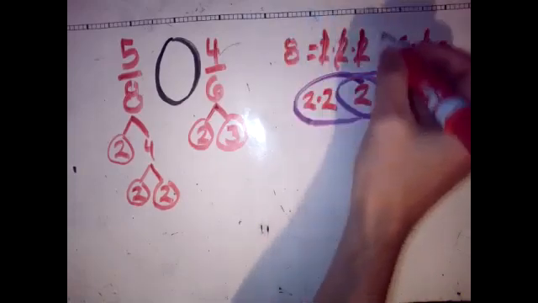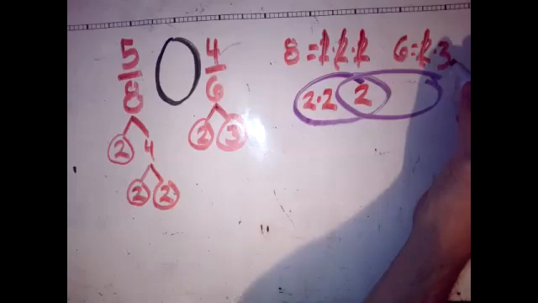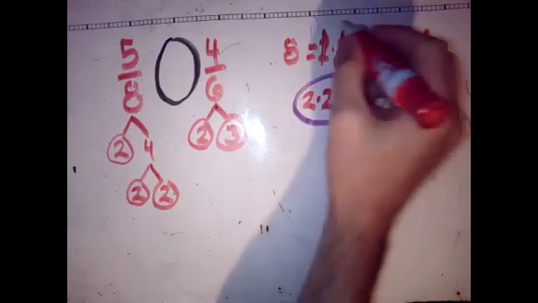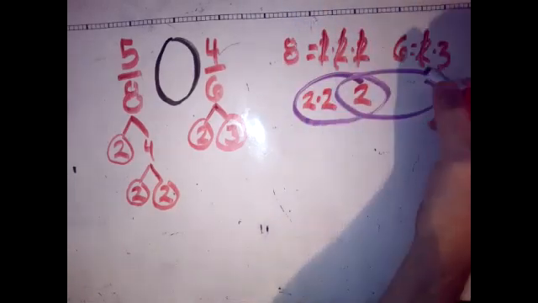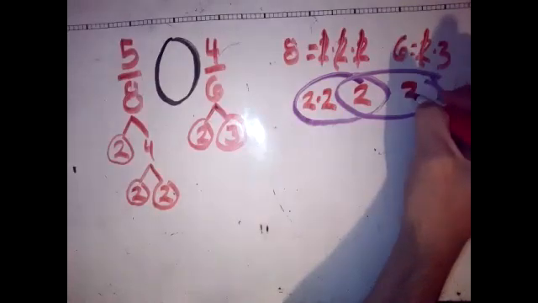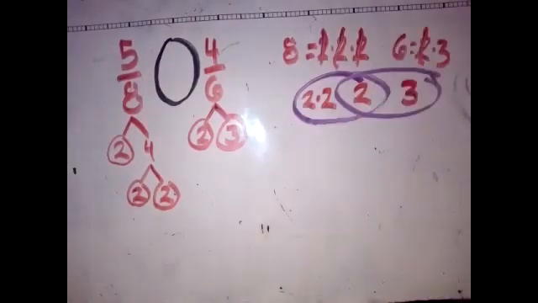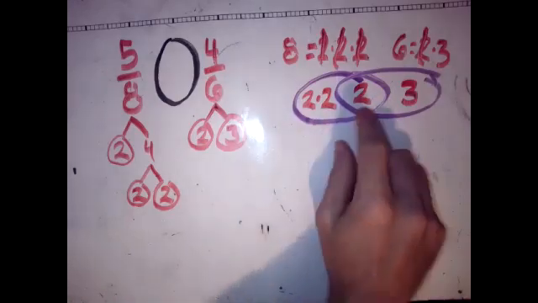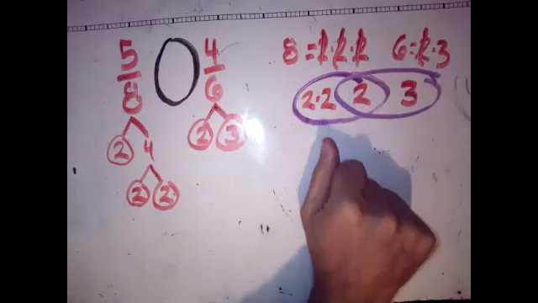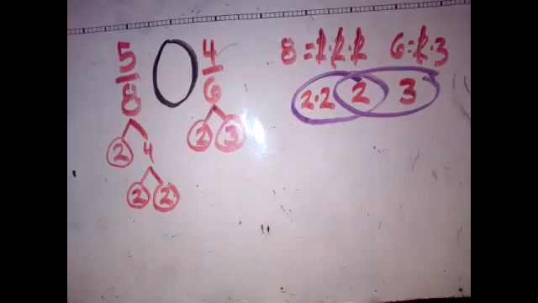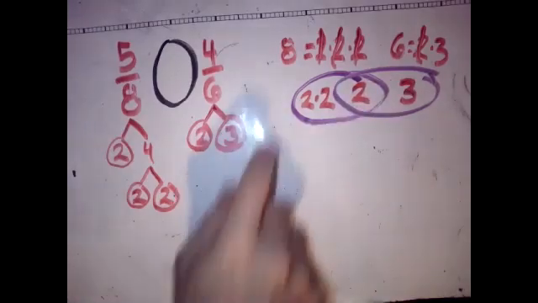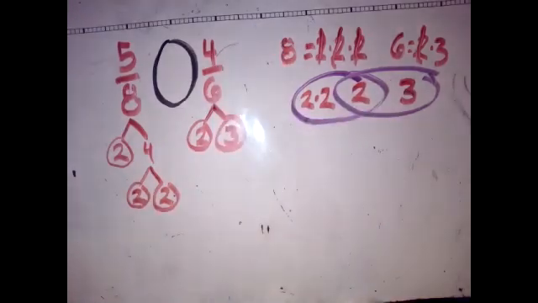I've used up everything in my 8, and I can go over to my 6, and I still have a 3, which I know doesn't exist in 8. So I'm going to put it just in the 6 side of the Venn diagram. Now this tells us a few things. One is I can multiply everything in the inside to find the greatest common factor, the largest number that goes into both of them. In this case, it's just 2. 2 goes into 8 and 2 goes into 6.